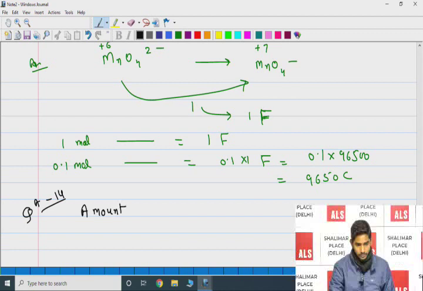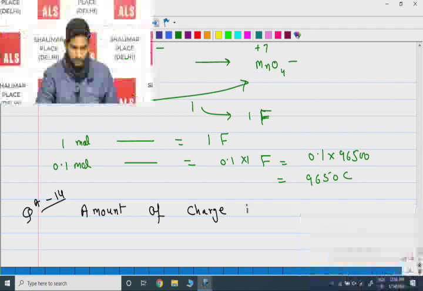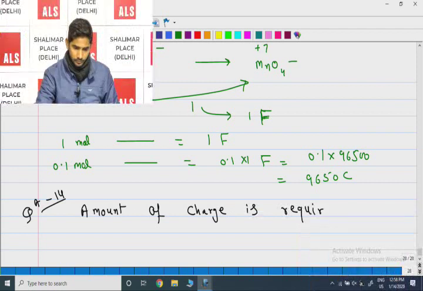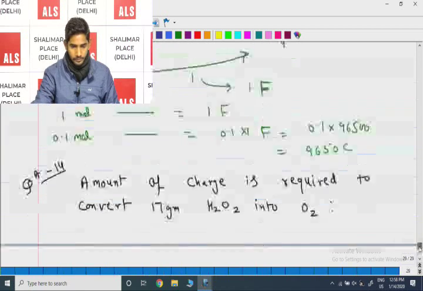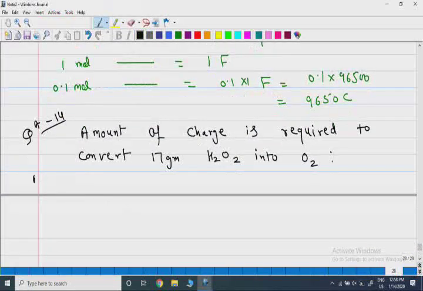Amount of charge required to convert 17 gram H2O2 into O2. Options are A, 1 farad, B, 2 farad, C, 6 farad, D, none.